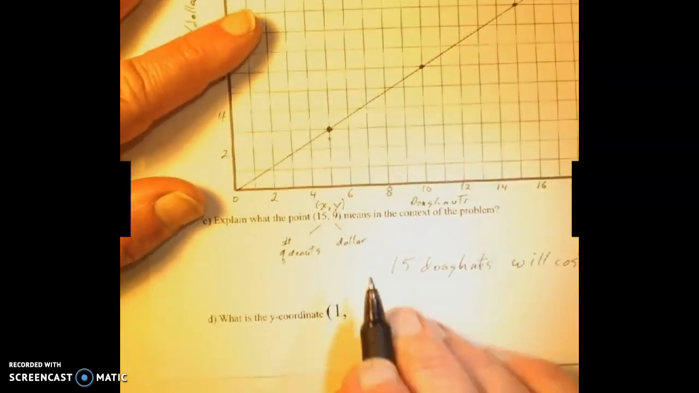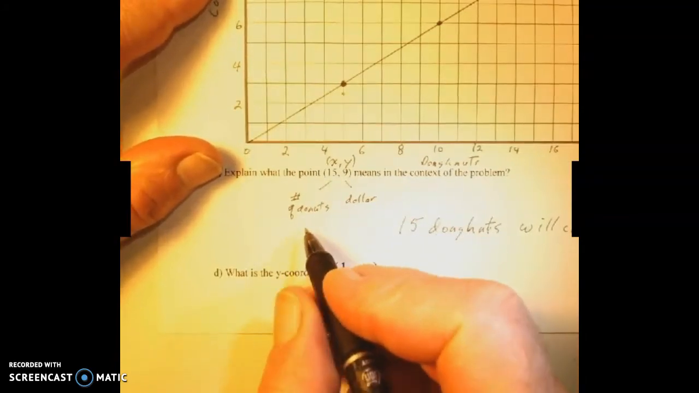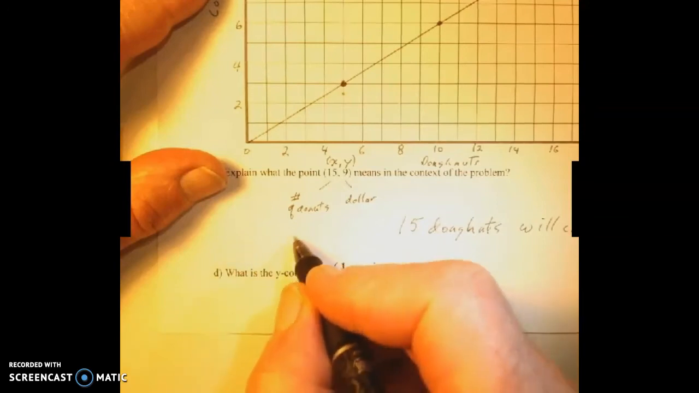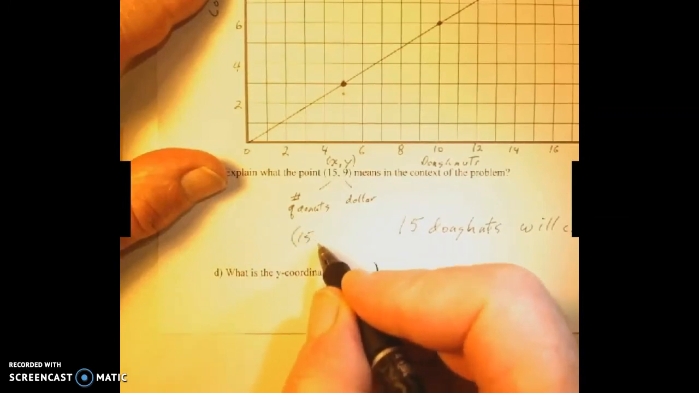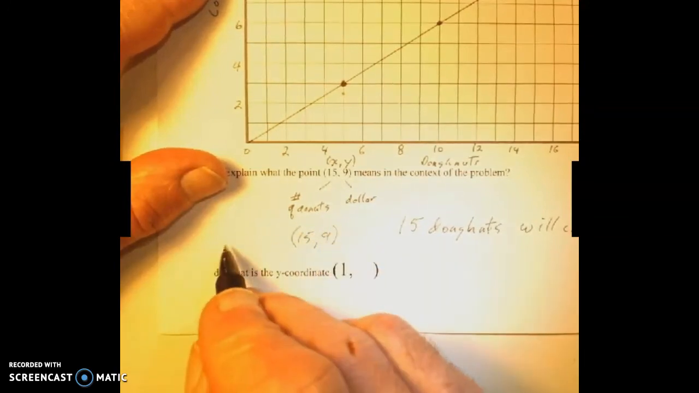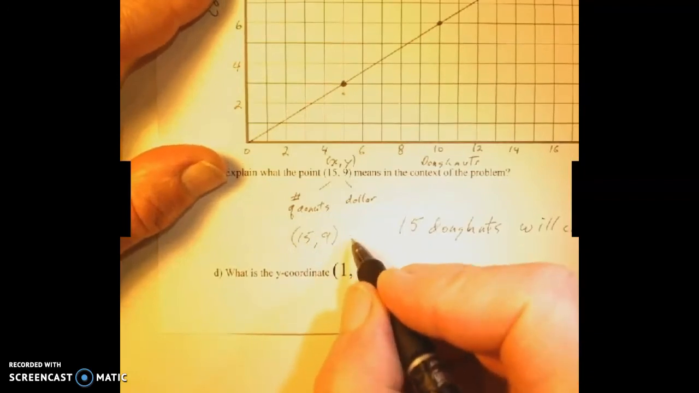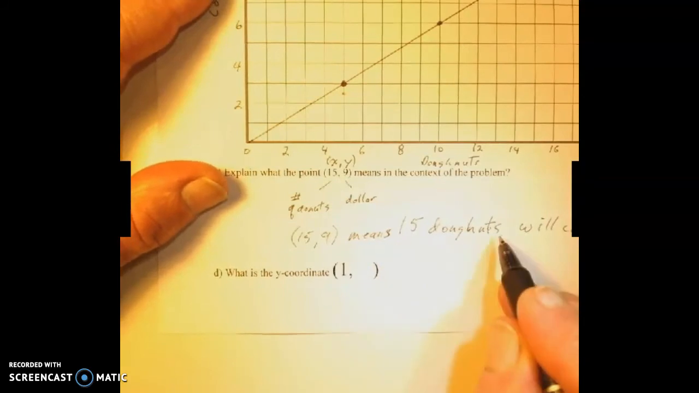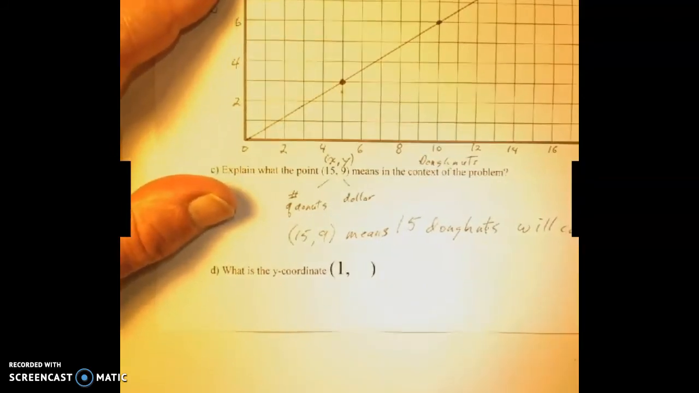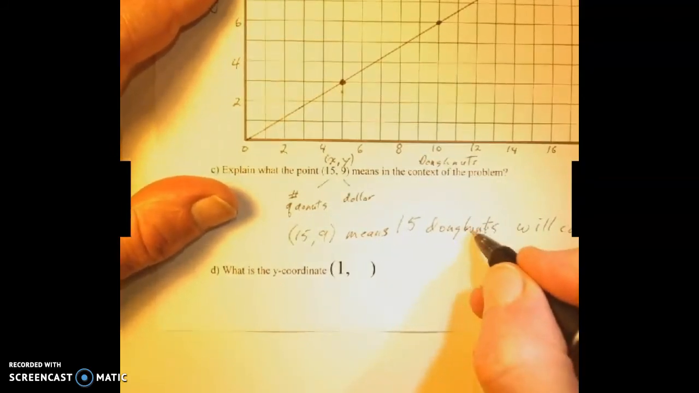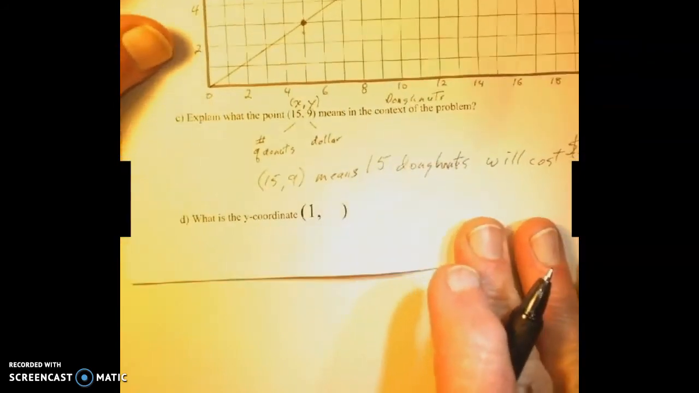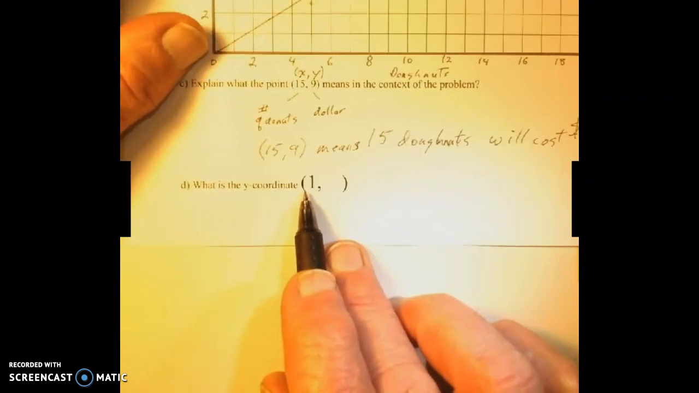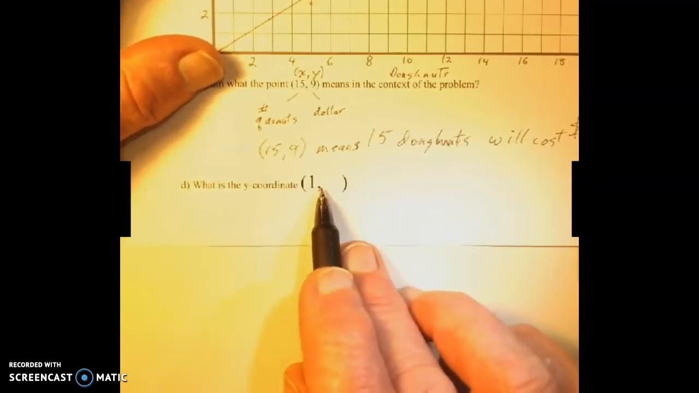Okay, and I guess, I probably could have made it even better. I could have said the ordered pair (15, 9) means that 15 donuts cost $9. Oh, I guess I left an N out there. And then, example D, what is the y-coordinate for this ordered pair?